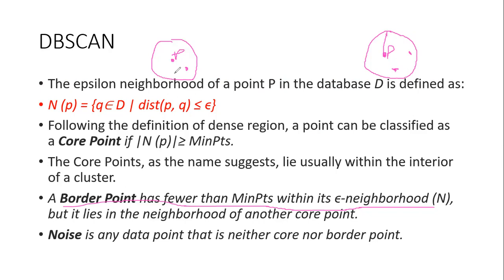और अगर core भी नहीं है, border भी नहीं है, ये एक point ऐसा है कि उसकी eta neighborhood में कुछ भी नहीं आ रहा. No other point is coming. Then no, it's an outlier. ठीक है. It's as simple as that.